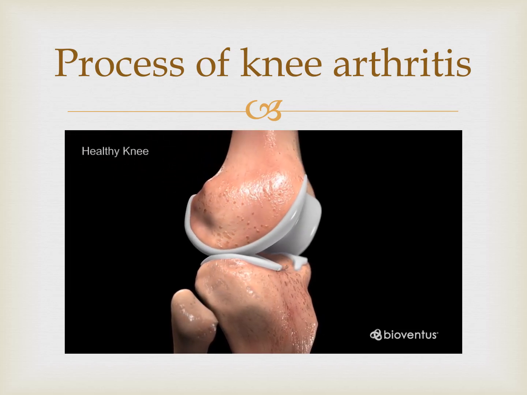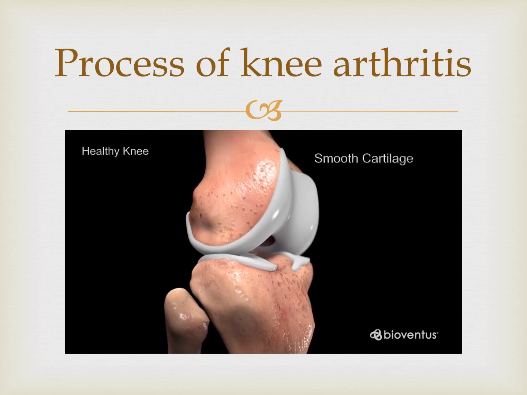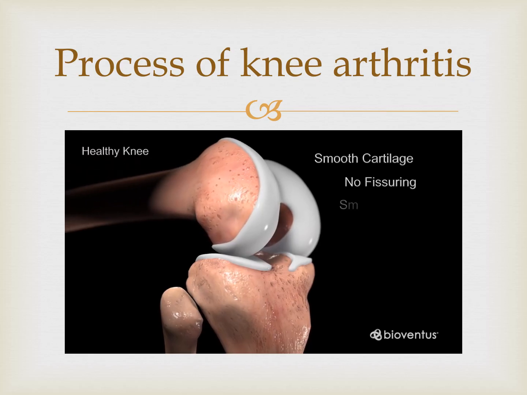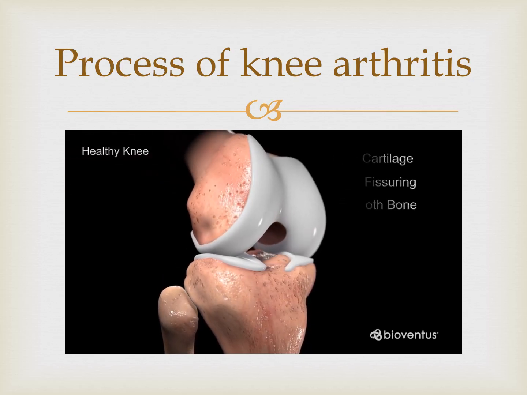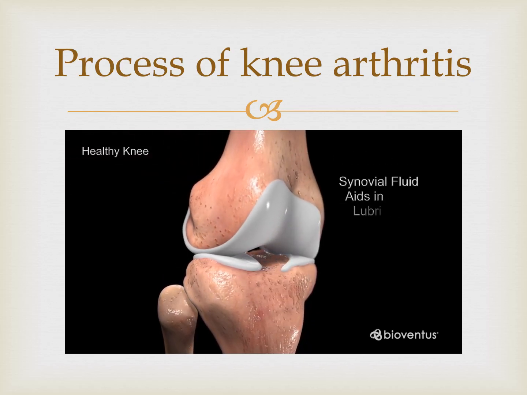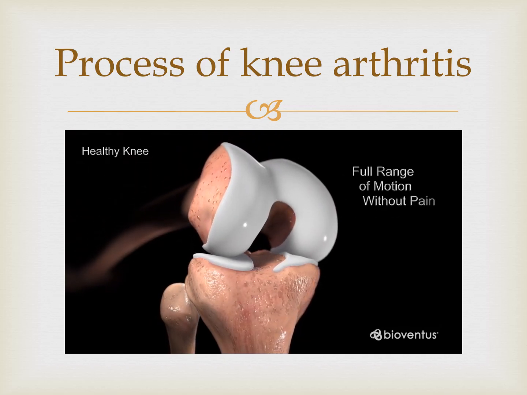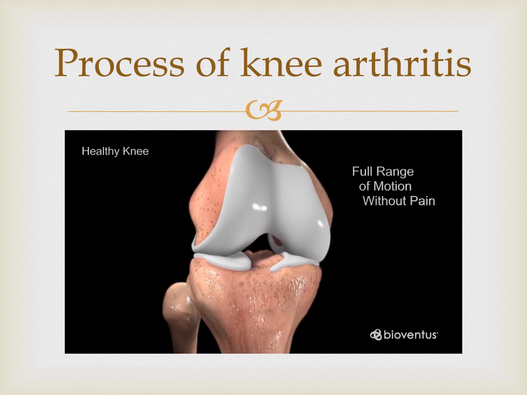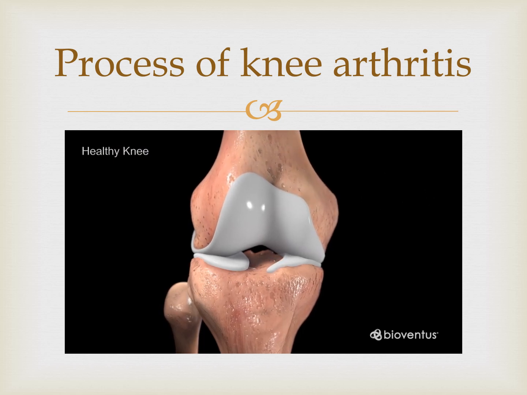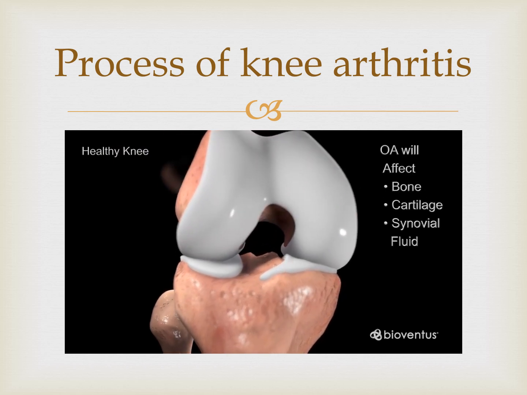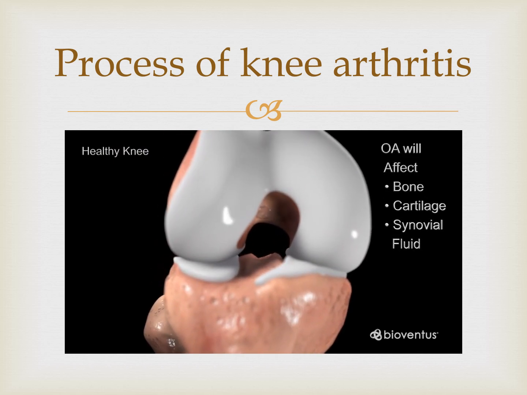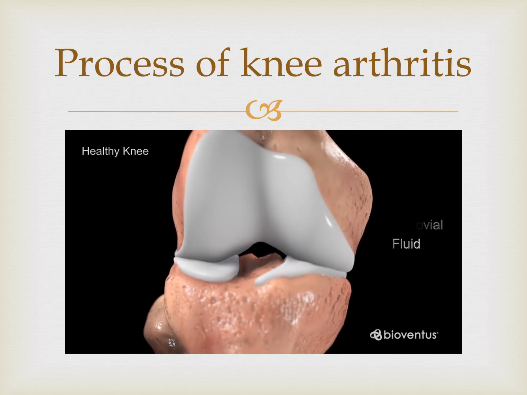In a healthy knee, the articular cartilage is smooth, without fissuring, and the bone is smooth. The synovial fluid is viscous, aiding in lubrication. The knee can move through its range of motion without pain. Over time, osteoarthritis affects the bone, cartilage, and synovial fluid of the knee.